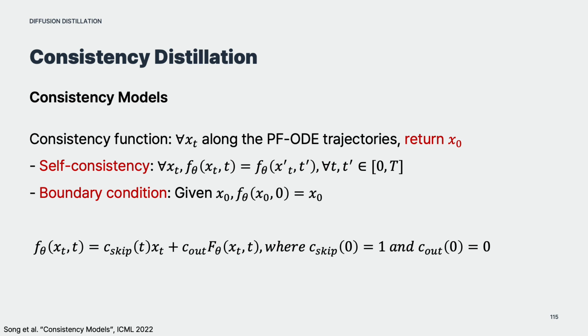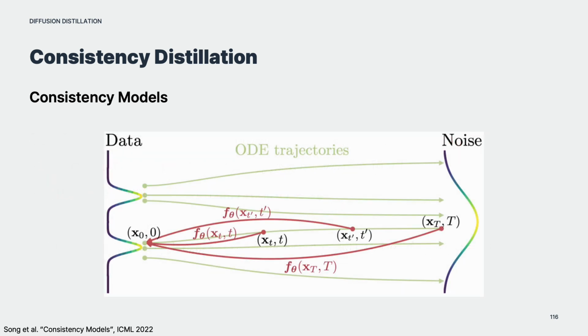In this paper, the consistency model f theta is defined as follows, with the key point being that C skip and C out take values of 1 and 0 respectively when the time t equals 0. This ensures that the boundary condition is satisfied. This can be illustrated as follows. For any time step along the same ODE trajectory, when it is fed into the consistency model, the model outputs the original image x0. It is important to note that this property holds only when the time steps lie on the same ODE trajectory.